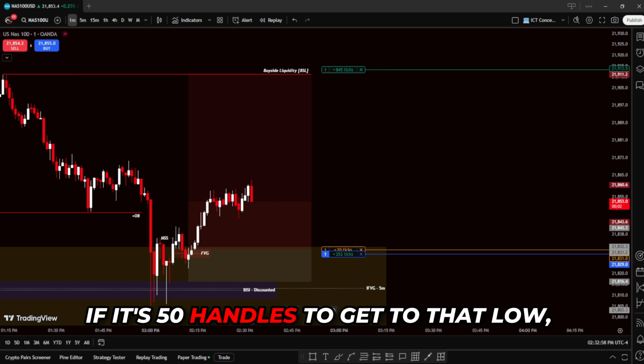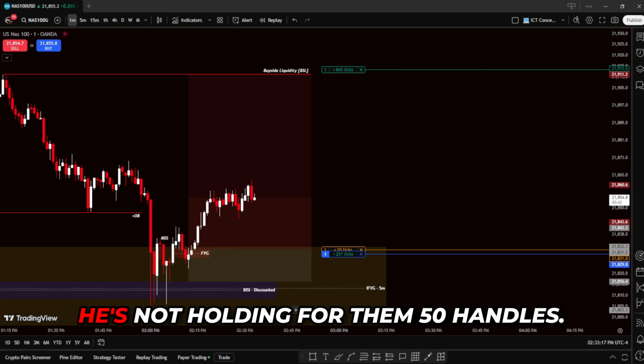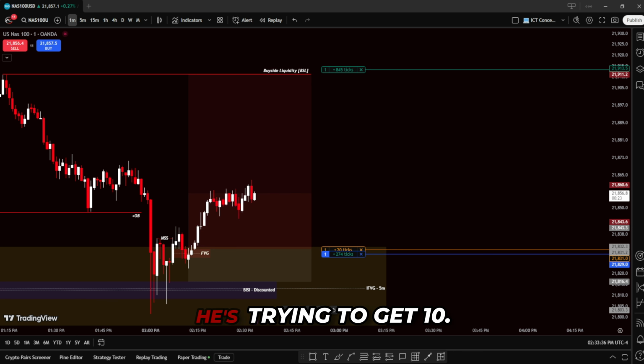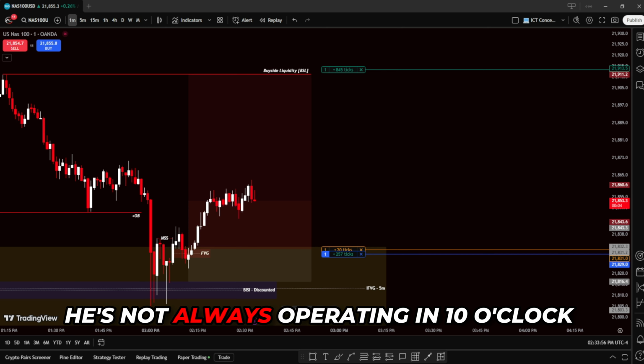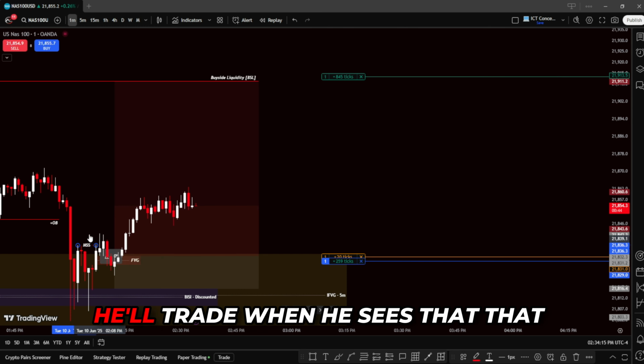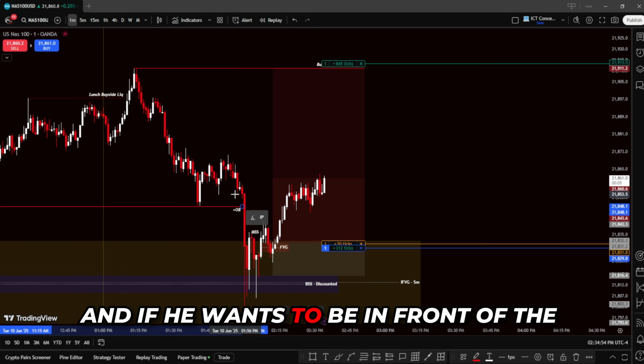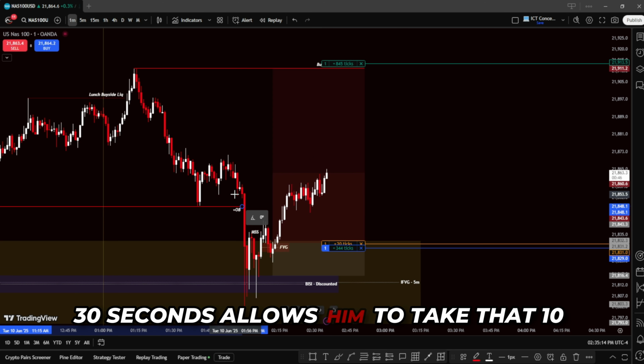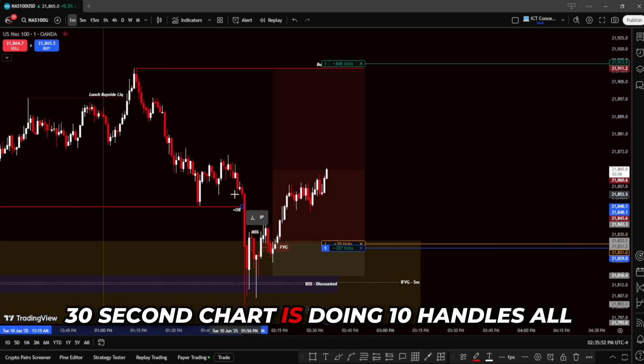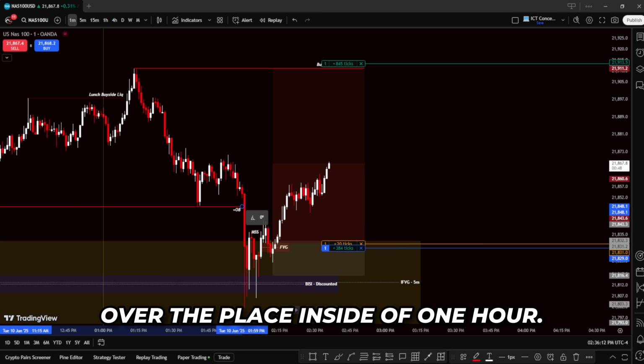If it's 50 handles to get to that low, doesn't matter. He's not holding for those 50 handles. He's trying to get 10. He's not always operating from 10 o'clock till 11 o'clock. He'll trade when he sees that liquidity is presently a draw. And if he wants to be in front of the charts, 30 seconds allows him to take that 10 handle run. The 30-second chart is doing 10 handles all over the place inside of 1 hour.